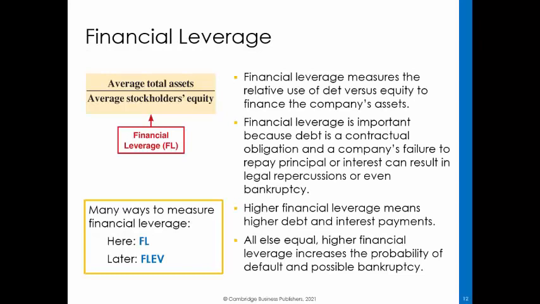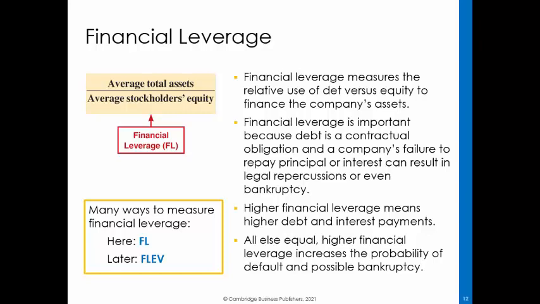Financial leverage is the second component of ROE, and it measures the degree to which the company finances its assets with debt versus equity. There are many ways to measure financial leverage. In the DuPont system, we measure financial leverage as the ratio of average total assets to average stockholders' equity. Measuring financial leverage is important because debt is a contractual obligation, and a company's failure to repay principal or interest can result in legal repercussions or even bankruptcy.